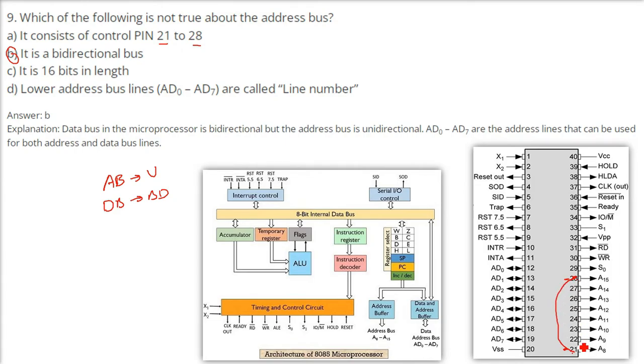And this address bus is 16 bits in length. This is also true. From AD0 till AD15, this is the address bus, so it is 16 bits in length. The data bus in the microprocessor is bidirectional, but the address bus is unidirectional. AD0 to AD7 are address lines that can be used for both the address bus and the data bus together, because they have ALE, and the latch will tell you whether the address bus or data bus is going to be used. So the answer is B here.